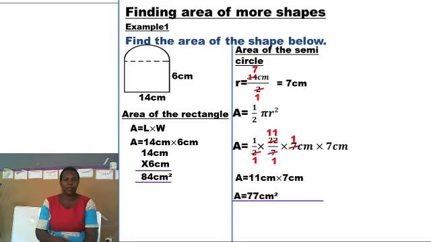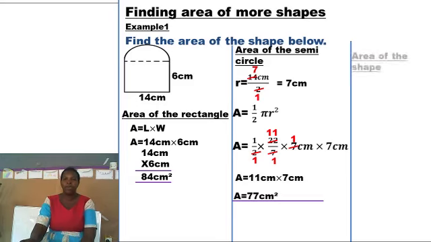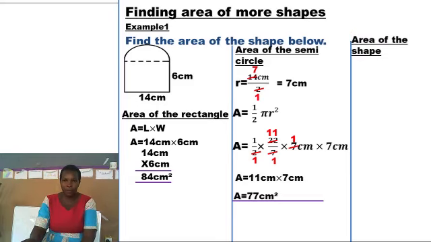But remember, my dear boys and girls, in this work here, we are looking at finding area of more shapes, where we've used more than one shape, more than one figure to come up with a shape. Now, what we have to do to get the area of combined shapes, we shall pick the area of the rectangle plus the area of the semicircle in order for us to come up with the area of the given shape. So in our next step, my dear boys and girls, we shall look at area of the shape.